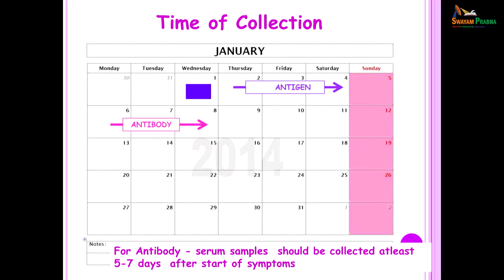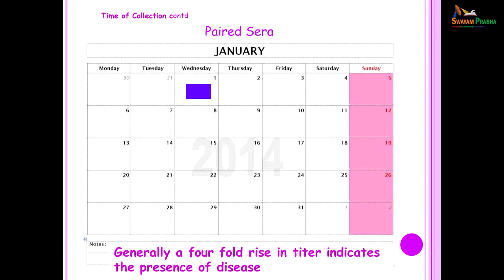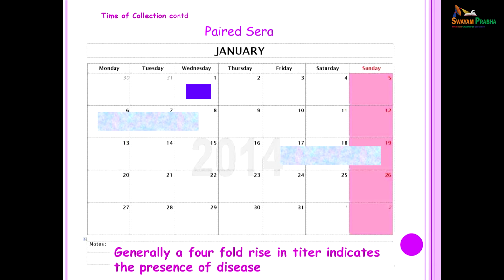Now, this brings me to another terminology which you will come across, that is paired sera. Paired sera is usually done to detect a rise in the antibody titer, and so you would first collect the sample round about the 6th to 8th day of the illness, and another sample about 10 to 14 days later, when you will be able to demonstrate at least a 4-fold rise in titer. If you can demonstrate this 4-fold rise in titer, then it means that the patient definitely suffered from the disease.